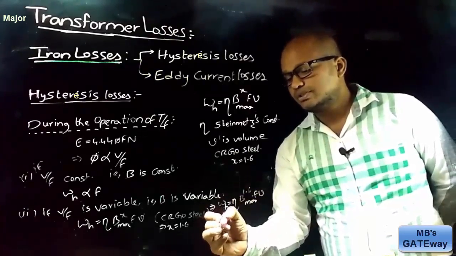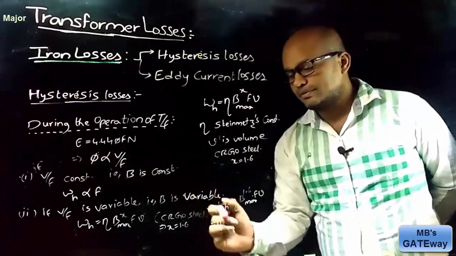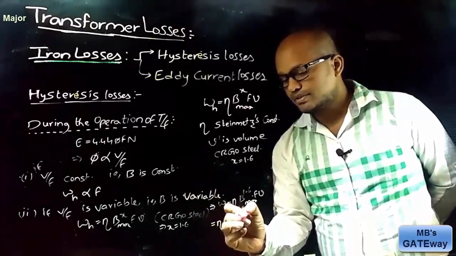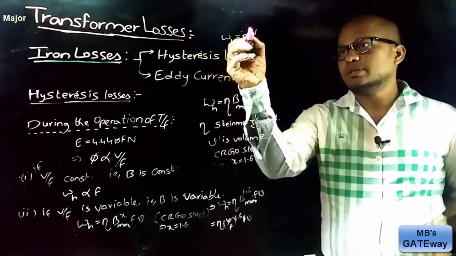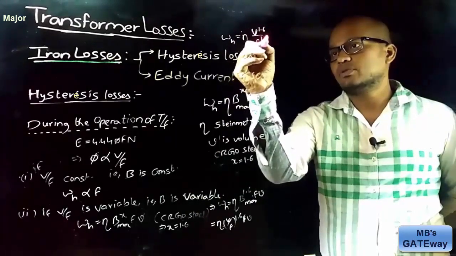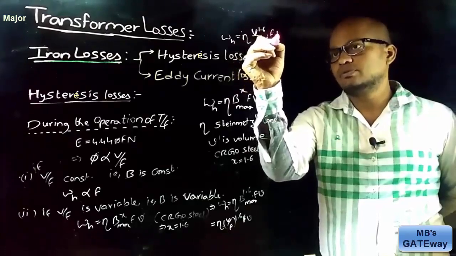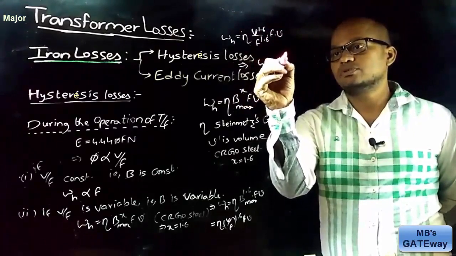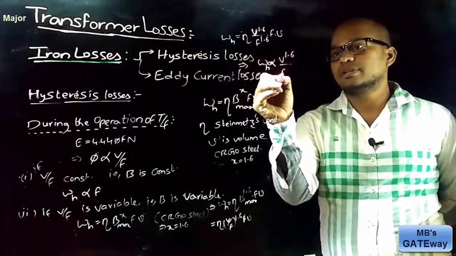And that is equal to eta into, in place of B let's write V by F, so whole power 1.6, F into V. That implies WH is equal to eta into V power 1.6 by F power 1.6 into F into V, which implies hysteresis loss is directly proportional to V power 1.6 by F power 0.6.